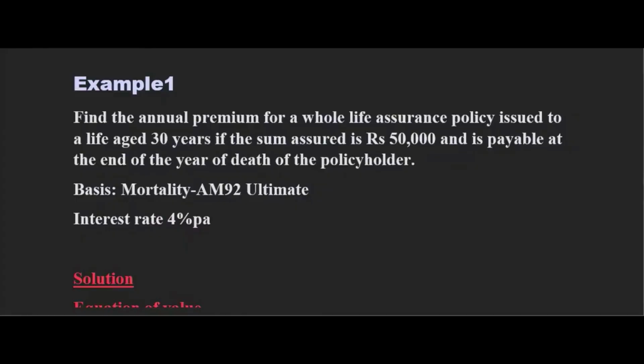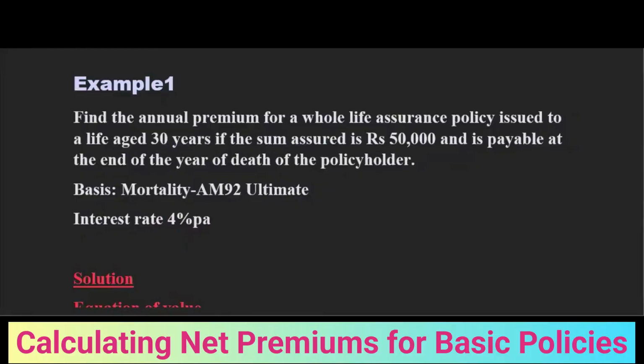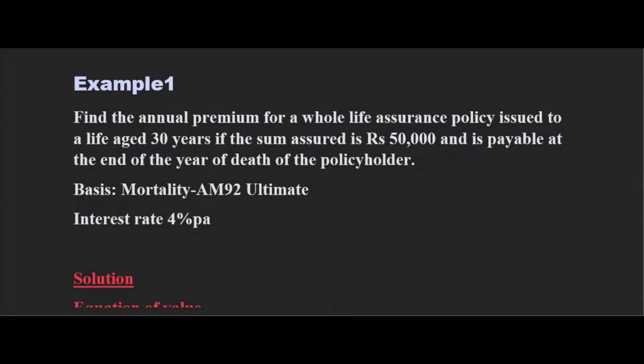Welcome all. Example 1. Find the annual premium for a whole life assurance policy issued to a life aged 30, presently 30, if the sum assured is given 50,000 and is payable at the end of year of death of the policyholder. This is a very simple question.